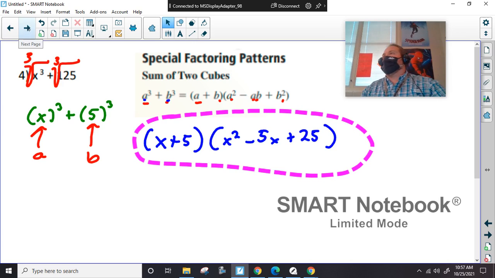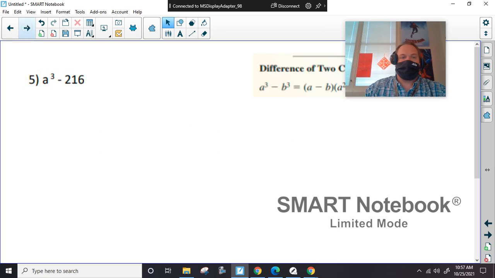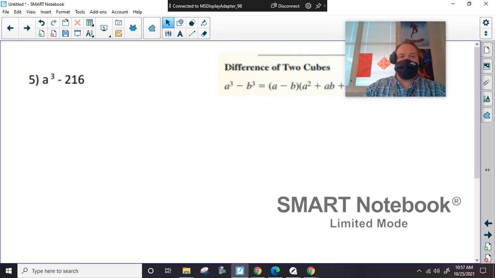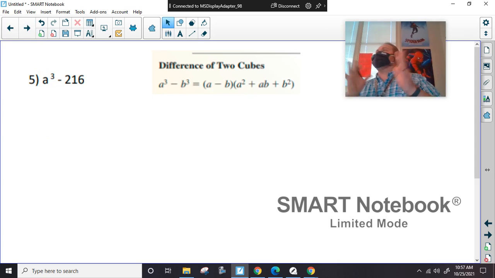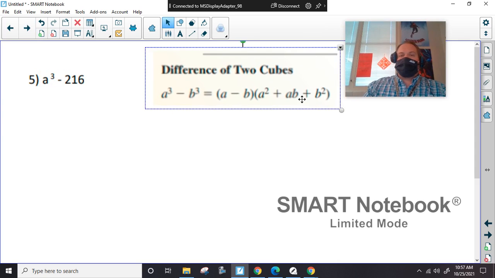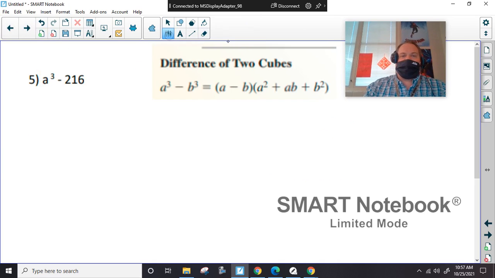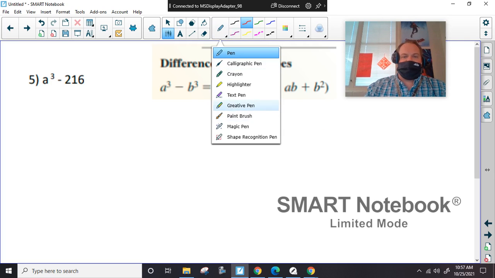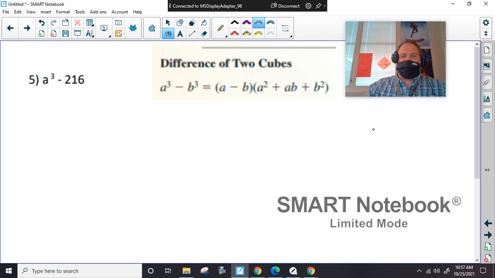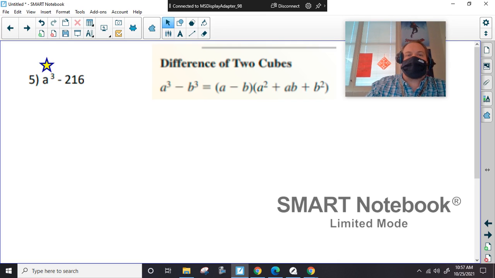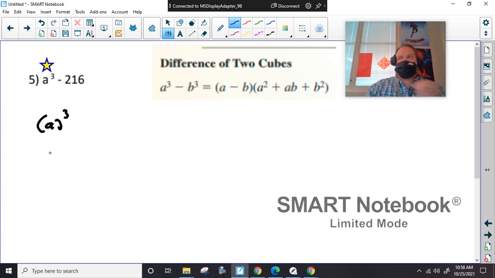All right. Number 5. Okay. So this is a difference. It means there's subtraction in between those things. Just like this one was the sum because it's adding. Okay. So, if we think about it, what is the cube root of a to the third power?